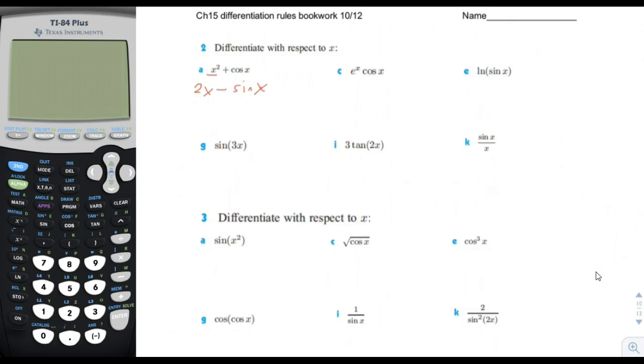Okay, C. The derivative, this is a product, right? So it's not as easy as A. When you have a product, you have to identify u is equal to e to the x, v is equal to cosine of x, u dashed is equal to e to the x also, because the derivative of e to the x is just e to the x, v dashed is equal to negative sine of x.